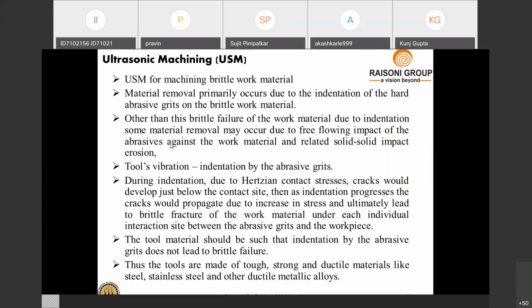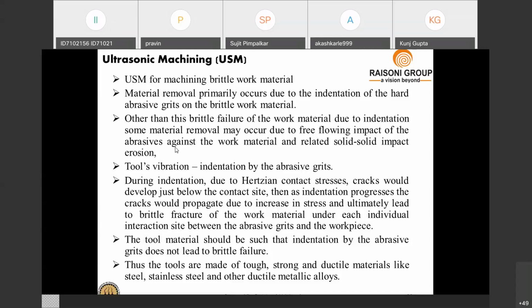Okay. So in ultrasonic machining we use mainly brittle work material. In ultrasonic machining it is based on brittle work material. So material removal primarily occurs due to the indentation of the hard abrasive grains on the brittle work material. In USM, how does the material removal take place? Material removal takes place due to the indentation of hard abrasive grains.